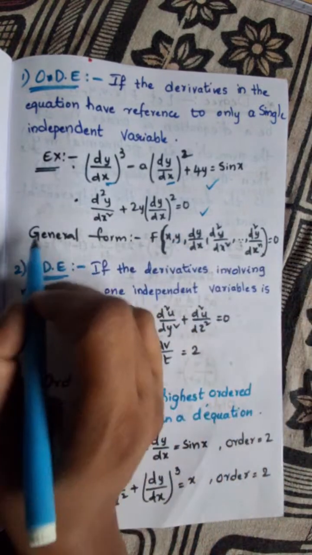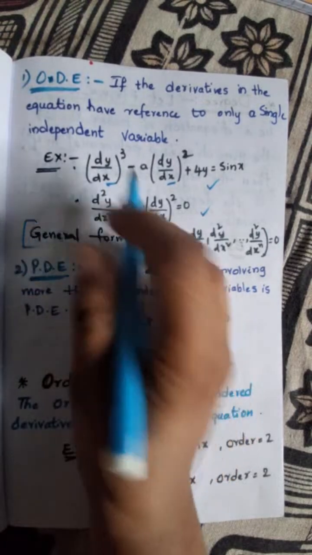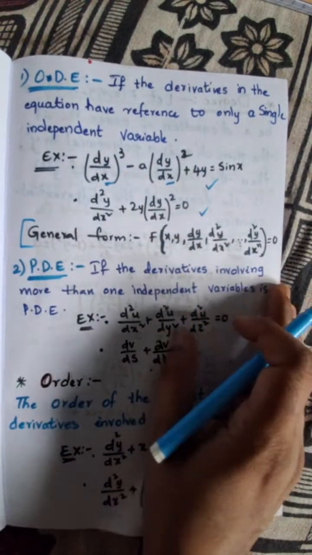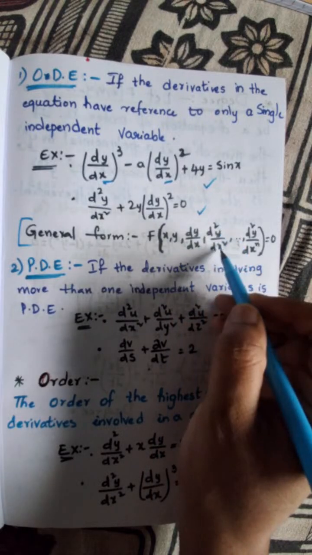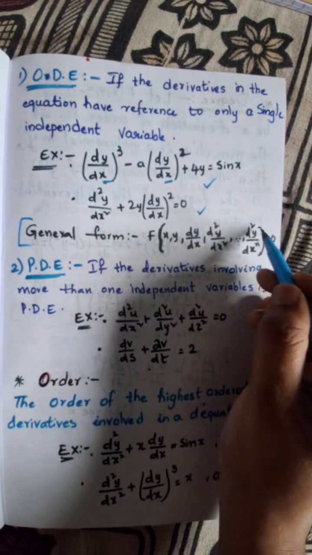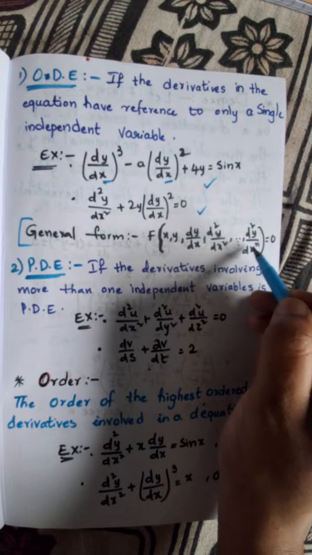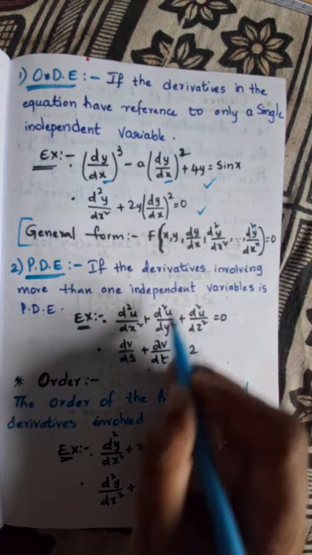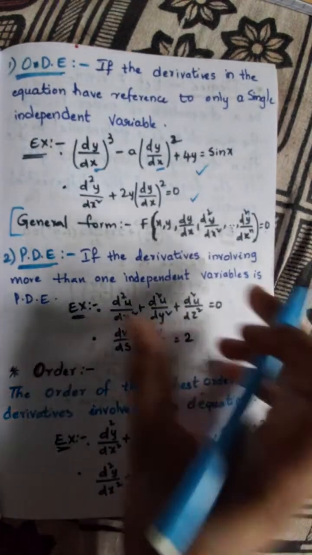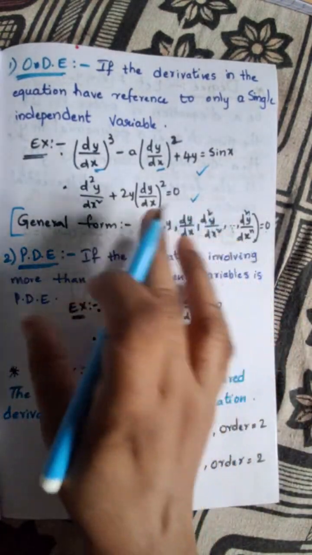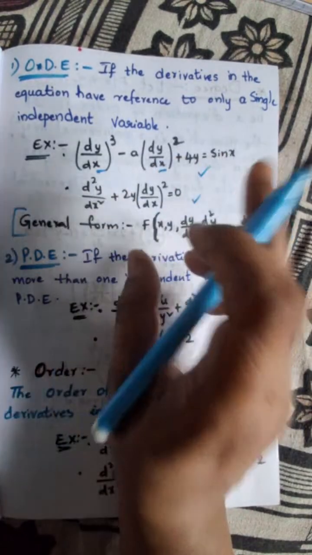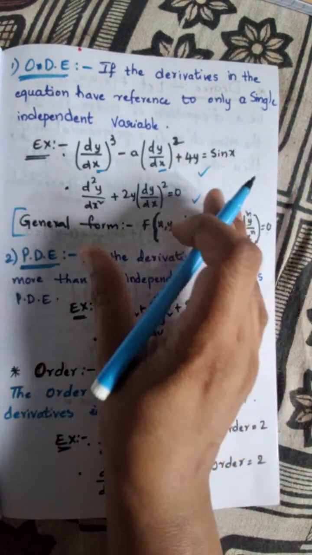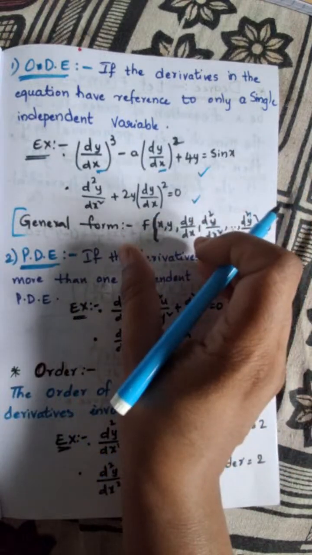For example, this is the general form of an ordinary differential equation: F of x, y, dy by dx, d square y by dx square, and so on up to d n y by dx power n, equal to 0. So this is the general form of an ordinary differential equation. We must have only one single independent variable in the equation, that is in the denominator.